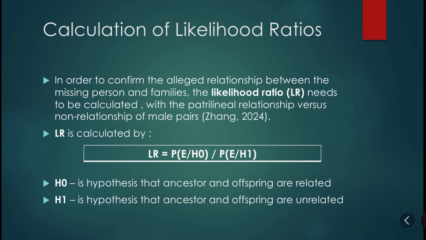Calculation of likelihood ratios. In order to confirm the alleged relationship between the missing person and families, the likelihood ratio needs to be calculated with the patrilineal relationship versus the non-relationship of male pairs. H0 is the hypothesis that the ancestor and offspring are related, and H1 is the hypothesis that the ancestor and offspring are unrelated.